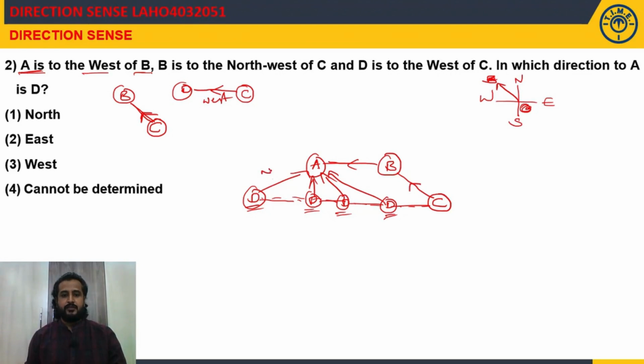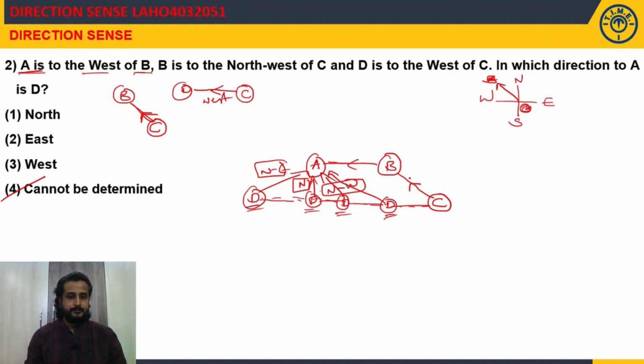If it is this case, northeast. If this is a case, north. If this is a case, northwest. In these cases, what will be my answer? I cannot say. It may be northeast, it may be north, it may be northwest, since the exact distance between C and D is not known. So your answer is cannot be determined.